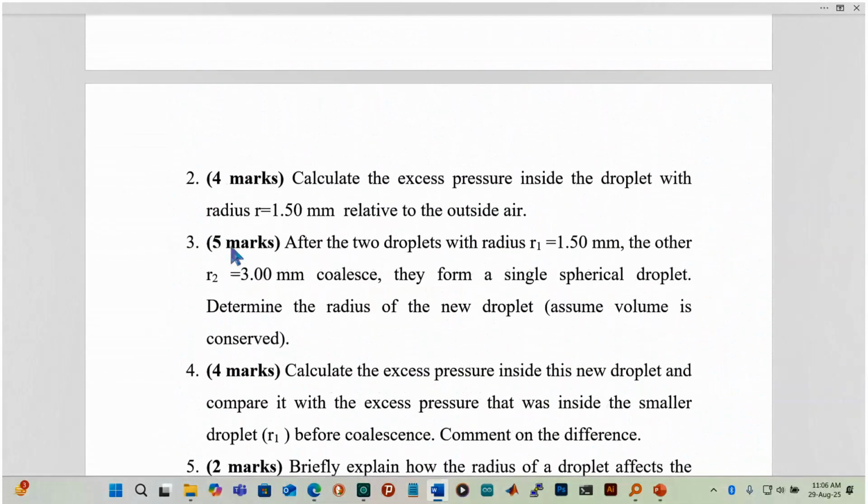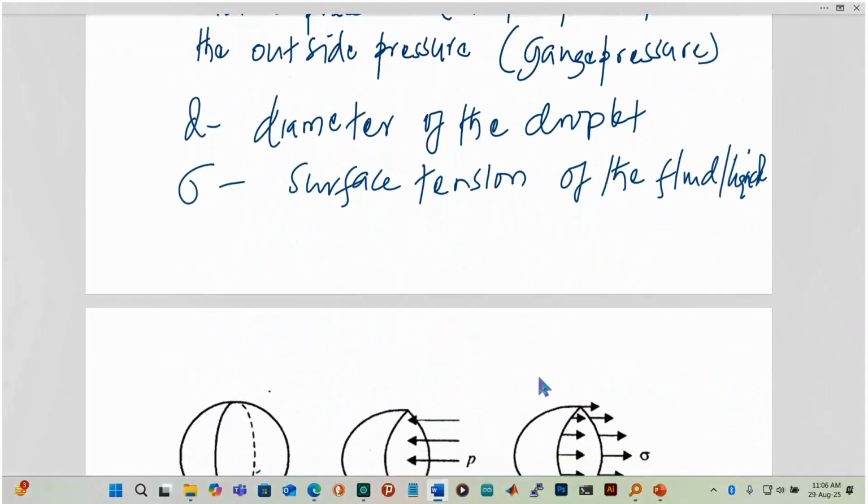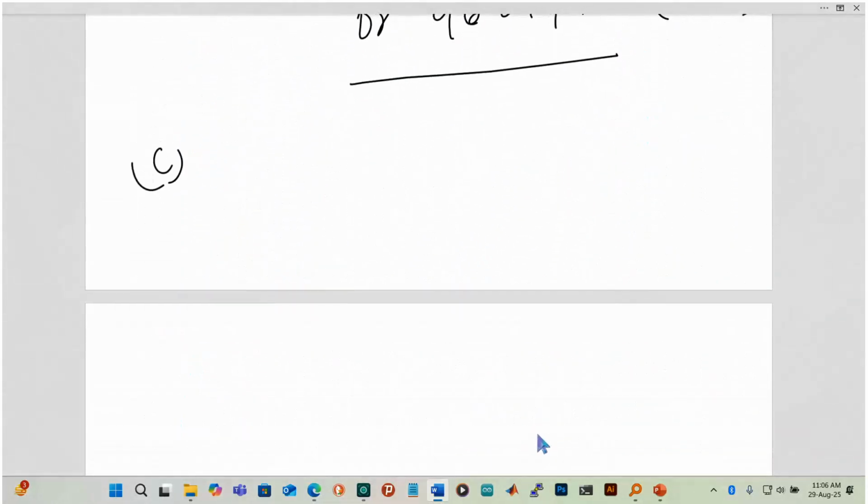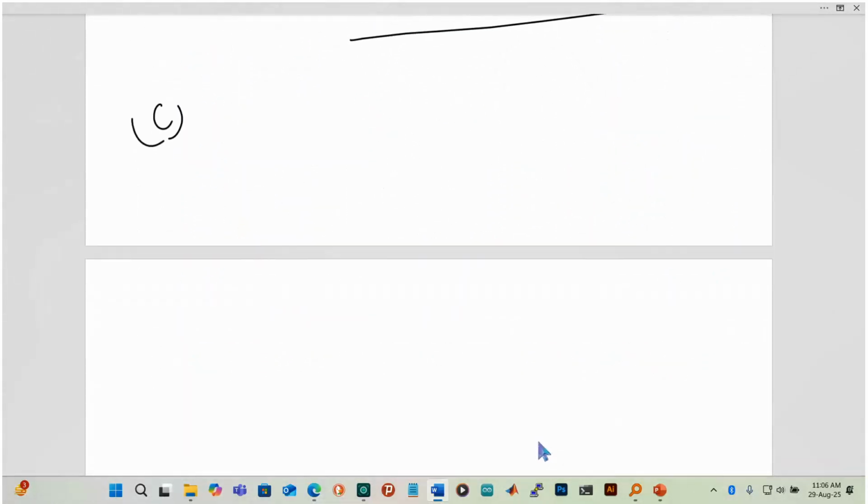Part C required that after the two droplets with radius r1 and r2 coalesce, they form a single spherical droplet. We are to determine the radius of the new droplet, assuming that volume is conserved. So here the volume that we're talking about is the volume of air inside the droplets.